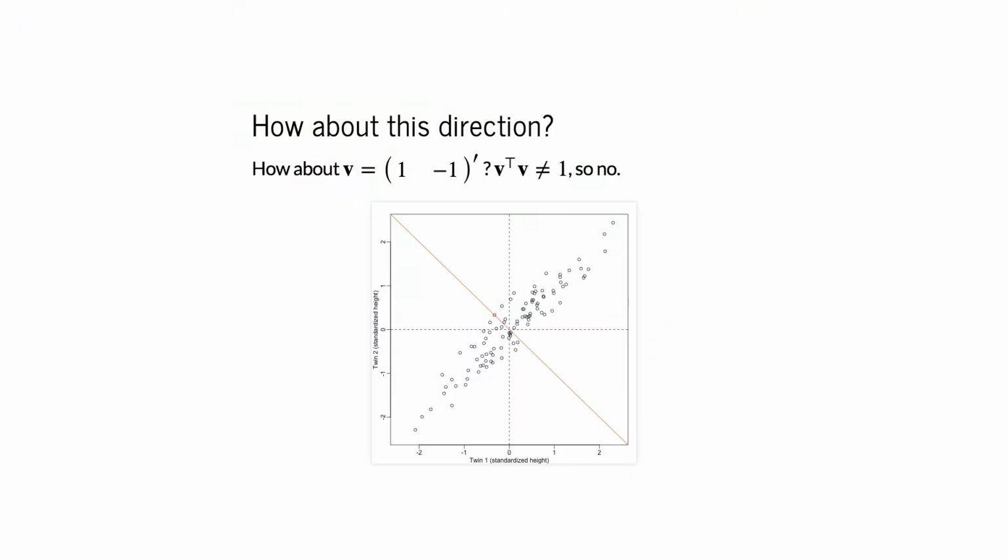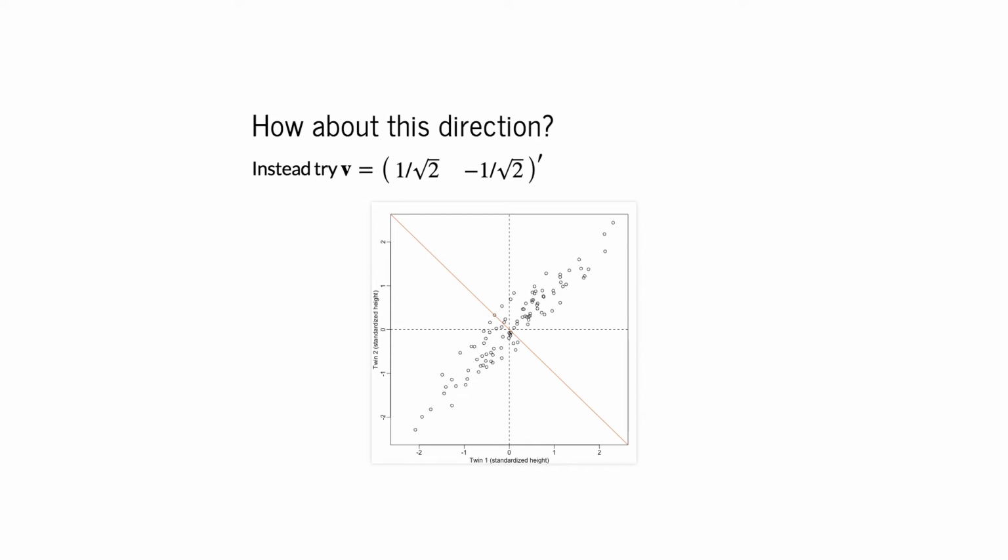Let's try the vector 1, minus 1. Can we even use that one? Well, we can't because the cross product is not 1. So we can easily fix that by dividing by the square root of 2. Now it does have that property. And we're going to try this vector v that is basically giving us the difference, but standardized to have an orthogonal transformation.